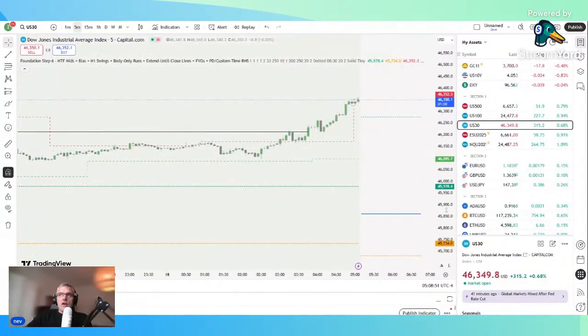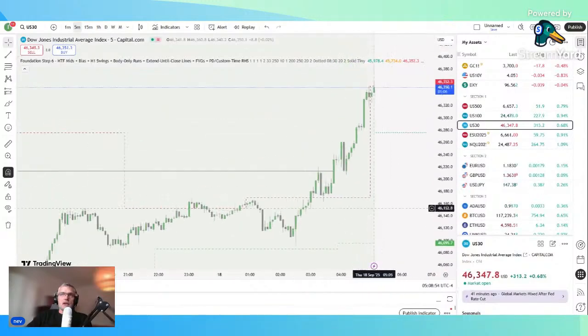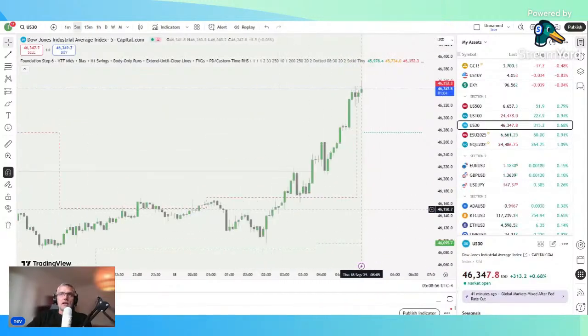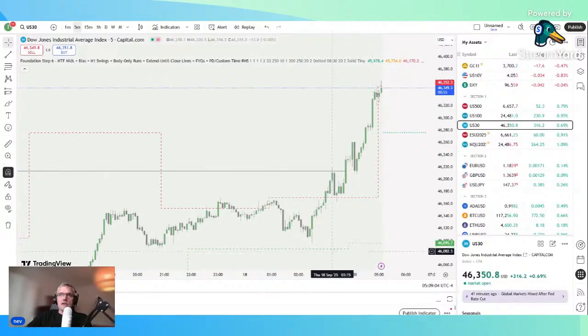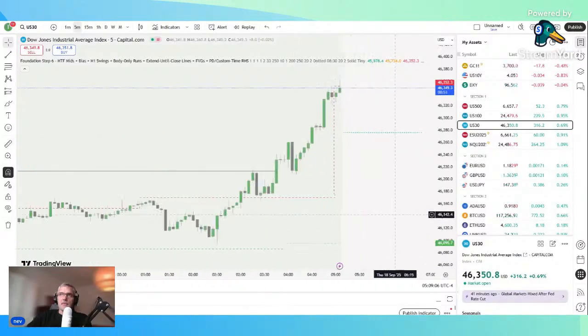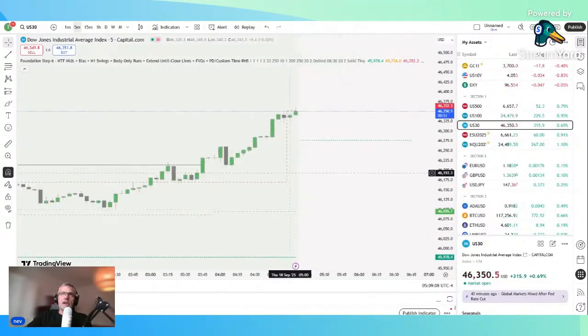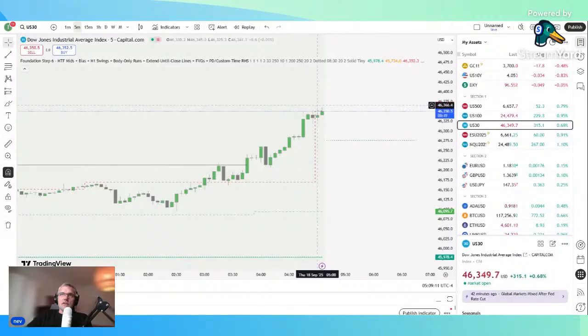Other things I look for are the previous swing highs and lows on the hourly. So this red line here is the high of a previous hour, and this green line here is a swing low of a previous hour. And you can see it steps up. Currently, we are above the previous hour's high. You can see that we've broken through that.